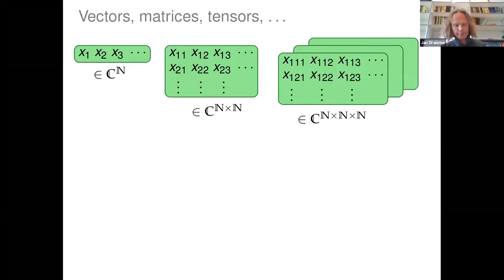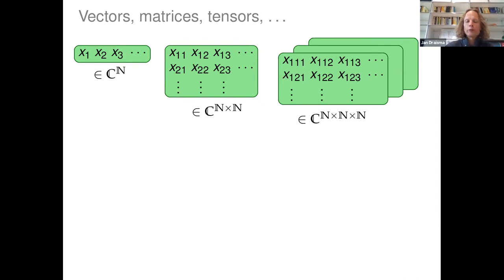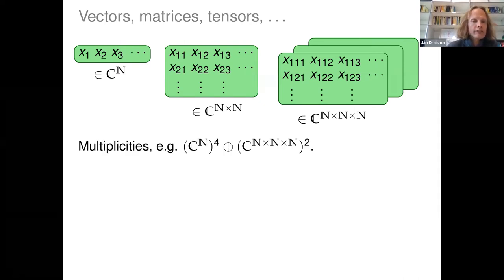Okay, so here are the type of spaces that we will be interested in. So we will look at infinite vectors, like we had on the previous slide. We will look at infinite by infinite matrices. We will look at infinite by infinite by infinite tensors, and so on. And we will also allow multiplicities. So for instance, you could look at the space of four infinite vectors and two infinite by infinite by infinite tensors, okay? So those will be the spaces that we will look at.